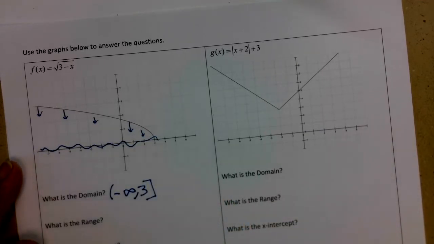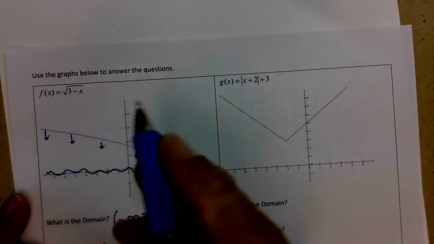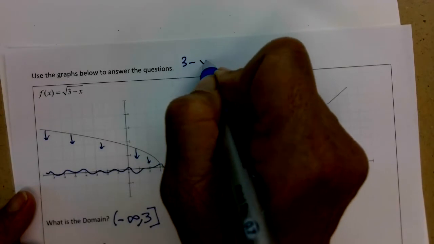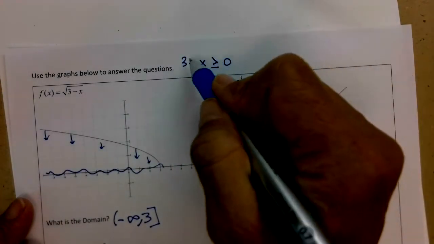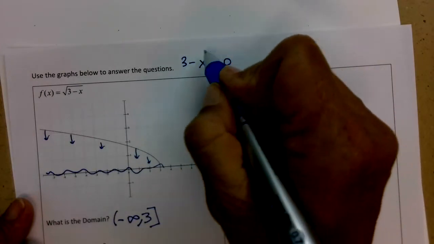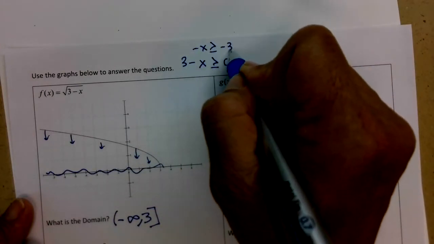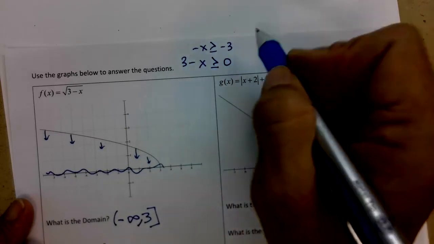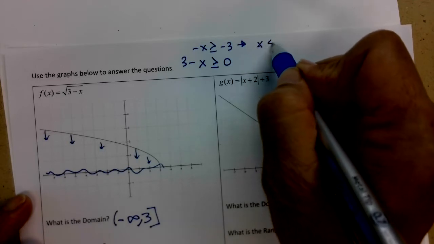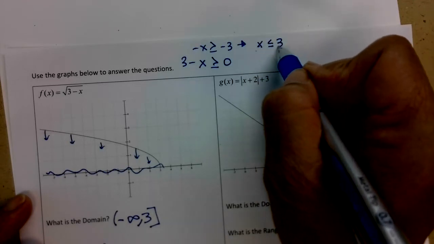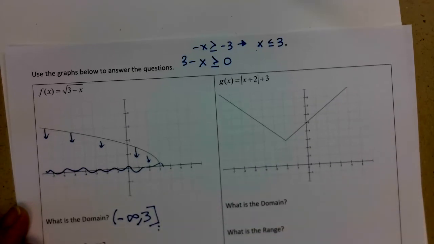Now I'm going to show you the algebra way to get that same answer. So the radicand, that thing underneath, 3 minus x, has to be greater than or equal to 0. So you can move the 3 across. So negative x is greater than or equal to negative 3. And then you can multiply both sides by a negative 1. And remember, when you do that, you have to flip your inequality. So x is less than or equal to positive 3, which is exactly what we have here in our interval notation.